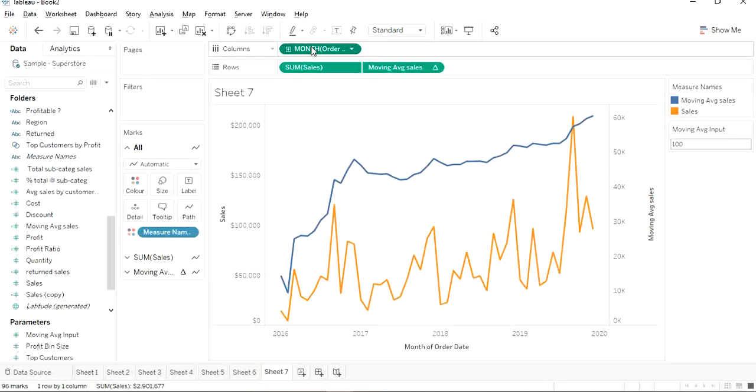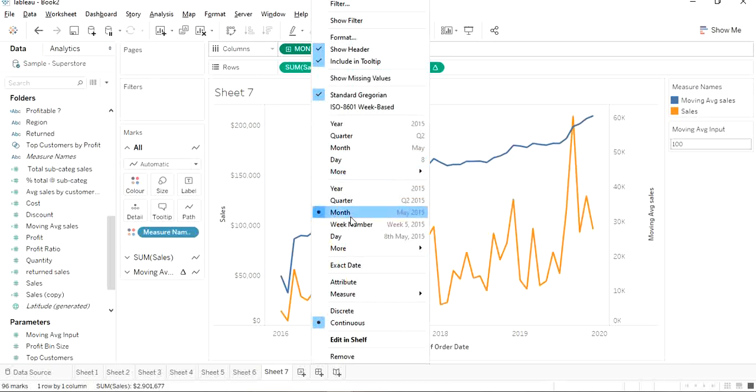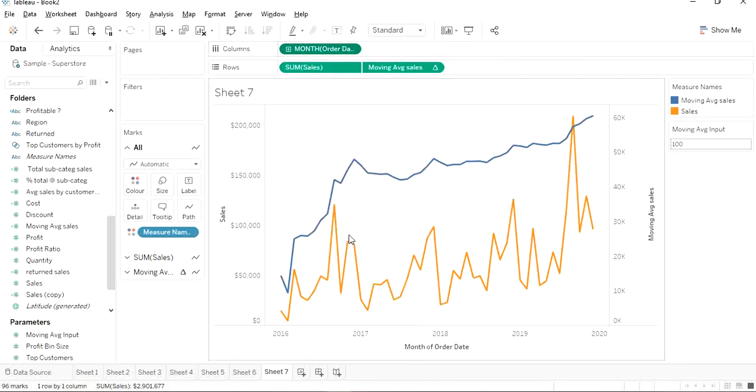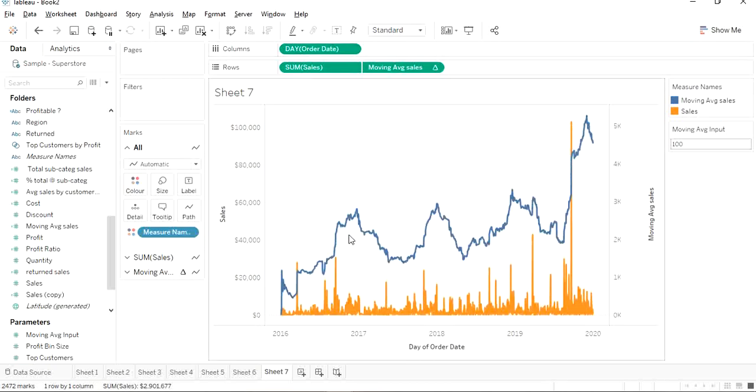Let me do one thing. Let me take daily and then see the volatility. Then it will be huge. This is for each individual day, day to day. This is the day to day sales, the amber color is day to day sales, and the blue color is taking a 100 days average. The prior one was 100 months, now it is 100 days.